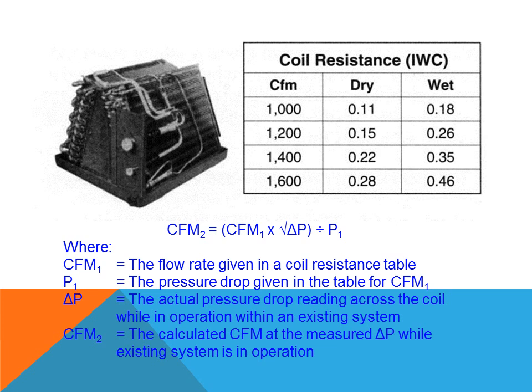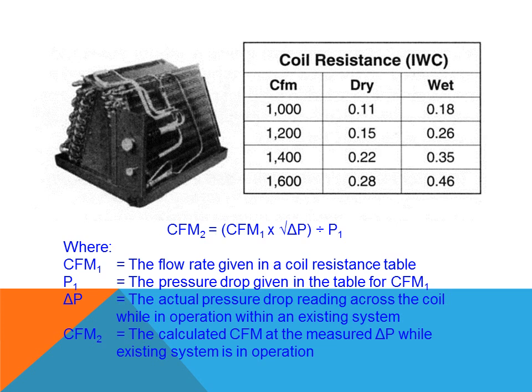So that gives us an ideal based on the amount of BTUs to cool the house and how many CFMs are going to be required. But here's another way you can look at it. We look at the cubic feet of air times the square root of the pressure difference divided by pressure 1. As you go through this, and it's spelled out here, pressure 1 is the pressure drop given in the table for the CFM 1. CFM 1 is the flow rate given in the coil resistance table.